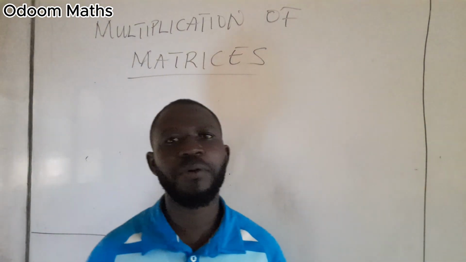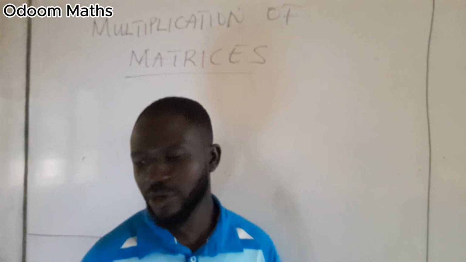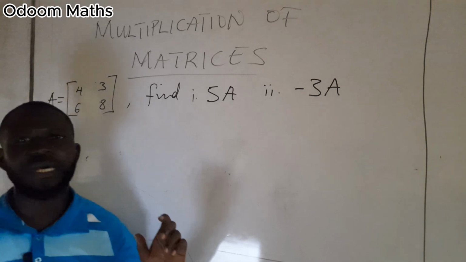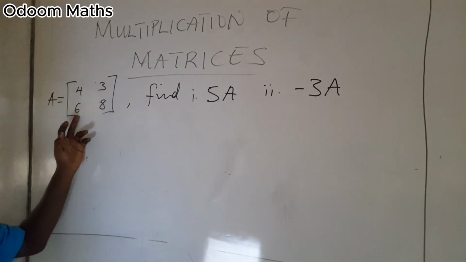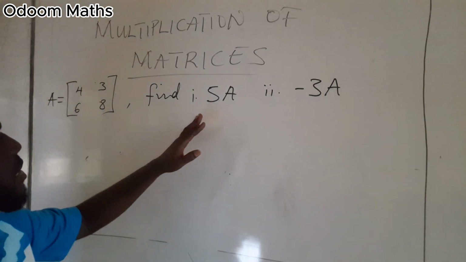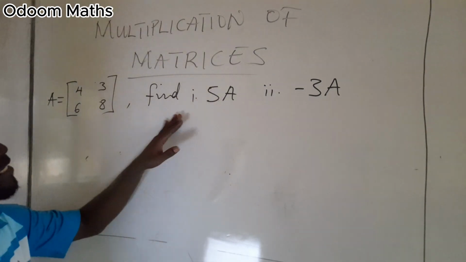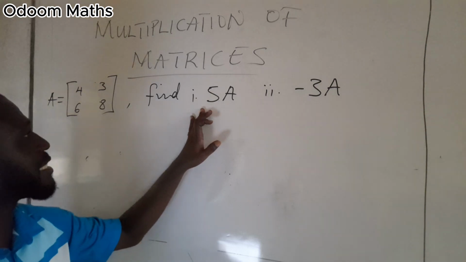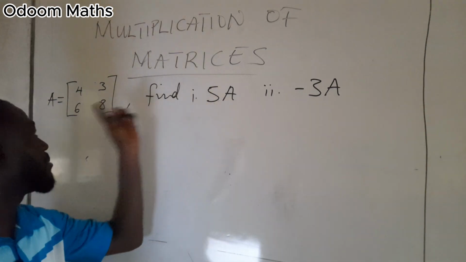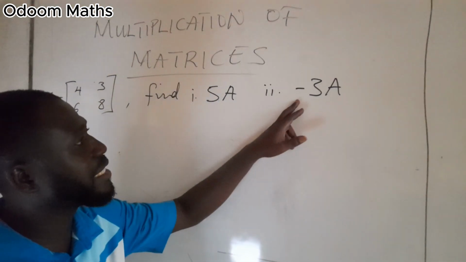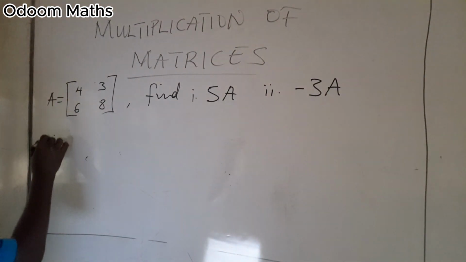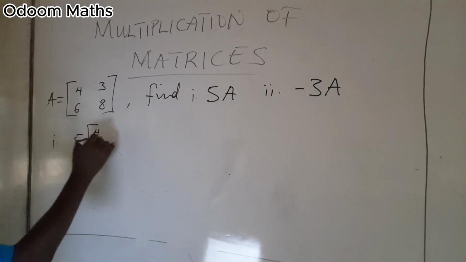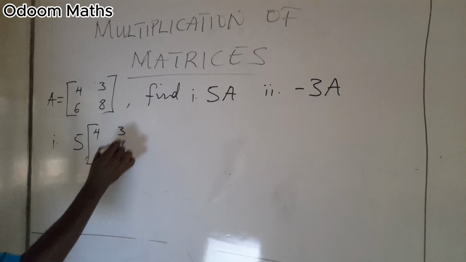So let's take one example of scalar multiplication of a matrix. Now we have a matrix A that is 4, 3, 6, 8, and a scalar which is 5. The first question is to find 5A, that is multiply 5 to the matrix A, and the second one is to find negative 3A, that is we multiply negative 3 to A. So the first one, 5A, is 5 times the matrix 4, 3, 6, 8.